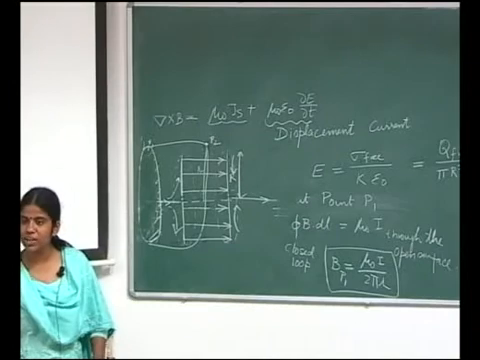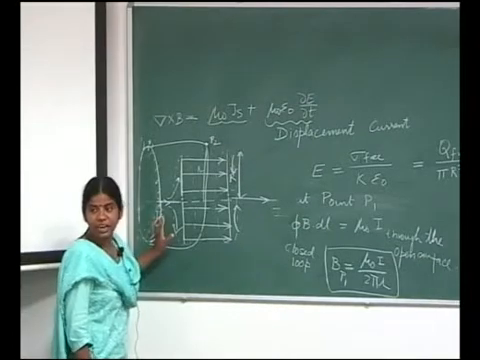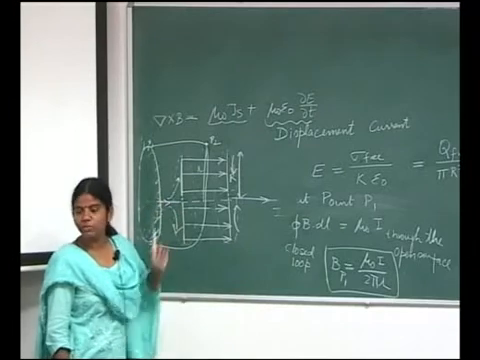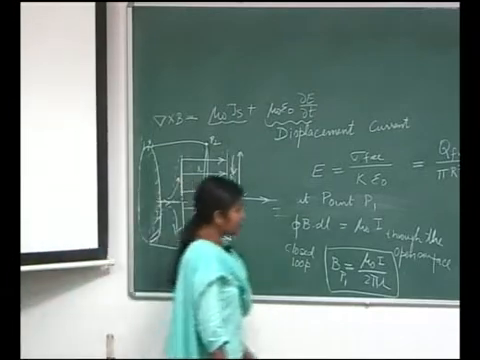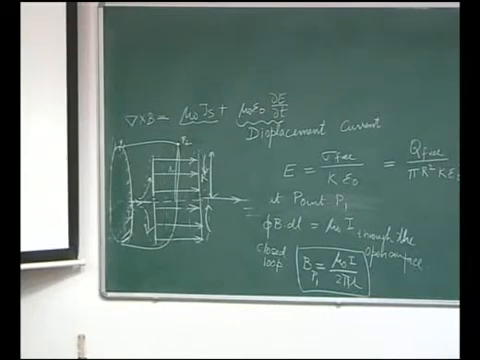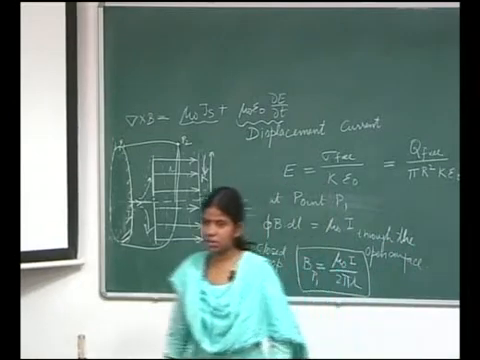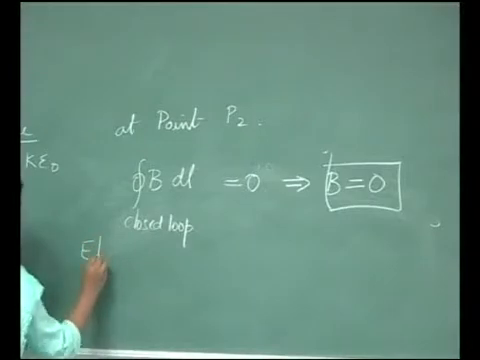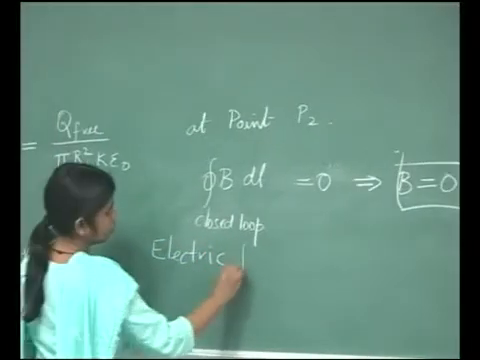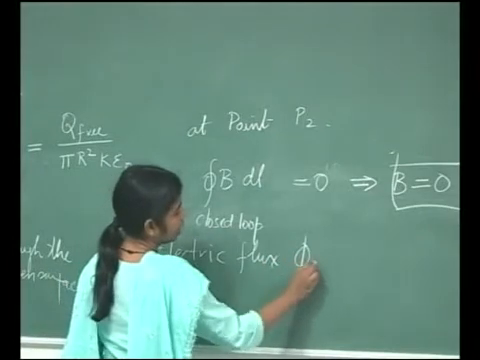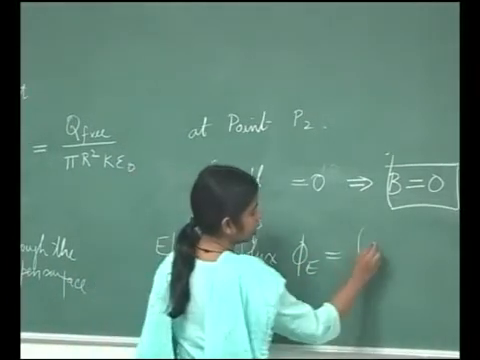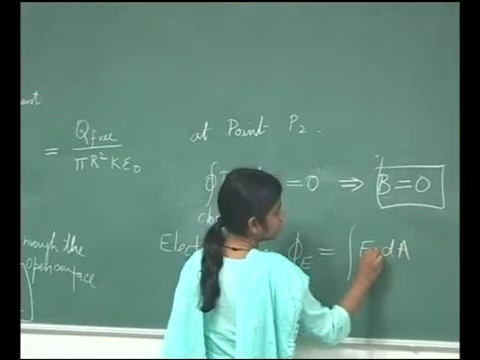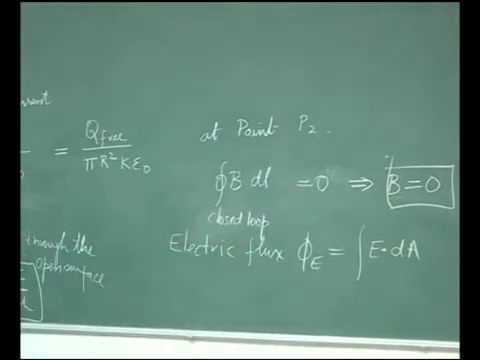What did Maxwell conclude? That the value of the magnetic field at the same distance from the axis will always be the same. Okay. So, he said that if there is a changing electric field, it would lead to a changing electric flux. He said that I know that electric flux phi E is equal to integral E dot dA. E dot dA is the electric flux.